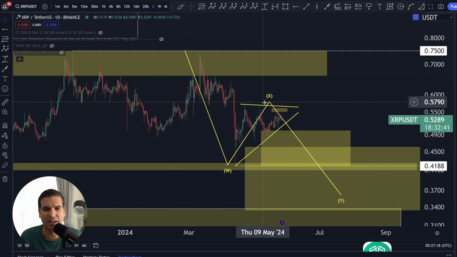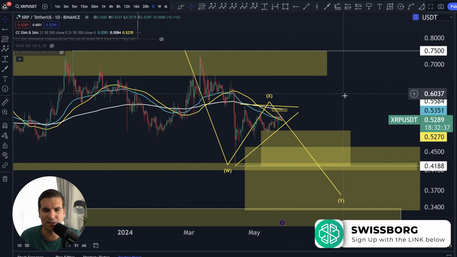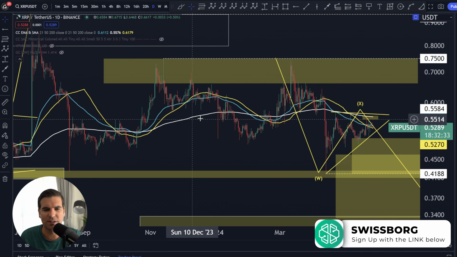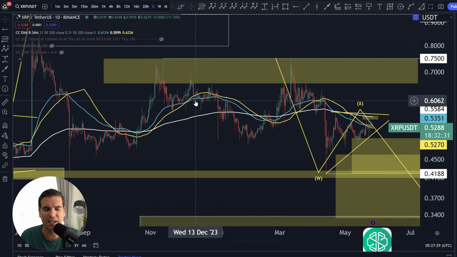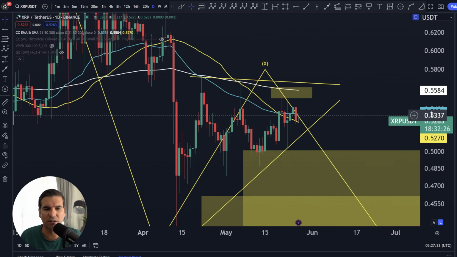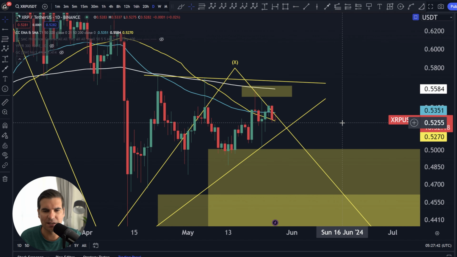Now, I'll just throw on the EMAs and the SMAs on here again. You can see how the price action's been dancing around the 200-day and 50-day EMAs, and also the 50-day SMA. At the moment, we are lower than these, so we should be bearish, although we are finding temporary support on the 50 SMA at the moment, so that's a positive to be seen here for XRP.